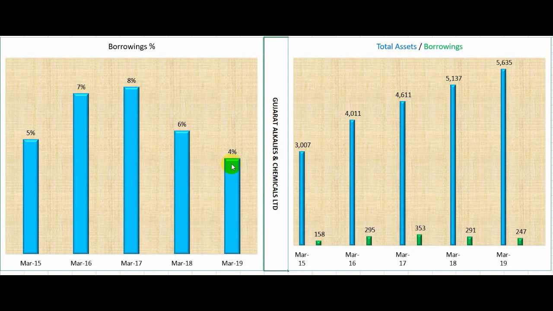So this is what we should be looking at, that the company has a good mixture of borrowings and retained earnings. In March 19, the company's total assets as of balance sheet size was 5,635 crores, on which the company's borrowings were just 247 crores. So the borrowings or debt was a very small portion of the total assets of the company.